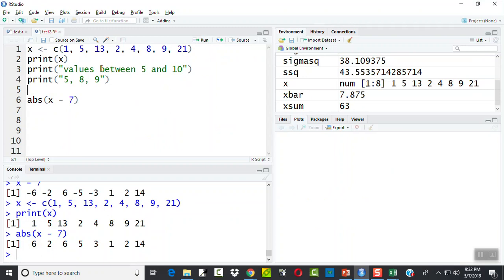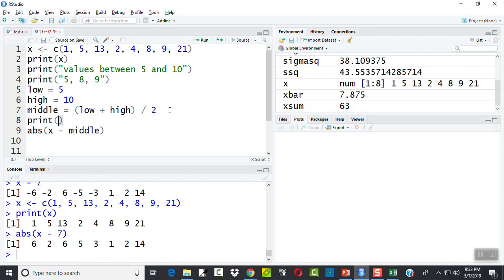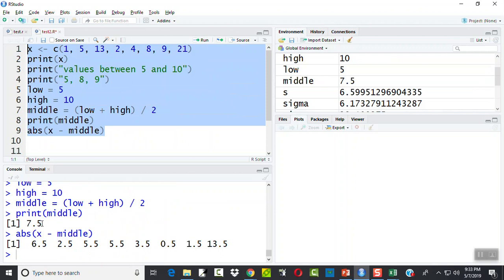So my low would equal 5, my high would equal 10, and the middle would equal low plus high divided by 2. So instead of hard coding 7, I'm going to say X minus the middle, which should be 7.5, our middle. Let's double check that. Never hurts when you're programming to actually put that in. 7.5.